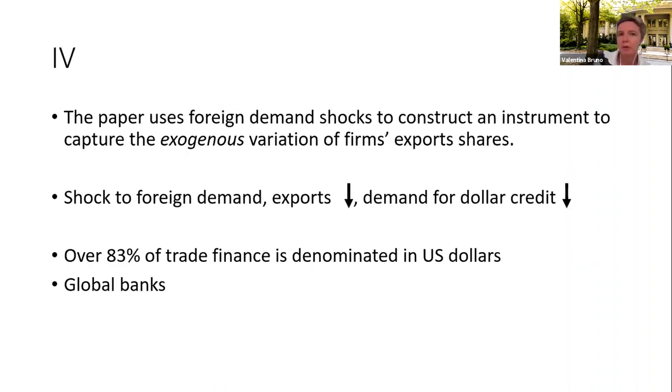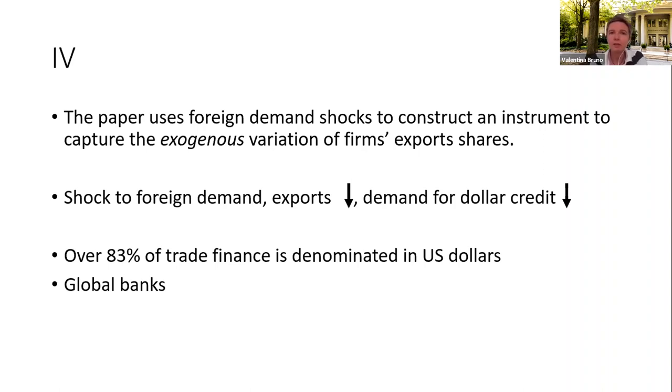The core of the paper is this instrumental variable that uses foreign demand shocks to construct an instrument to capture the exogenous variations of firms' export shares. And we can think about it this way: when there is a shock to foreign demand, exports go down, and so demand for dollar credit goes down. So where I'm going with this is really the financial aspects of bond issuances, because over 83% of trade finance, which is used exactly for exports and working capital, is denominated in dollars.